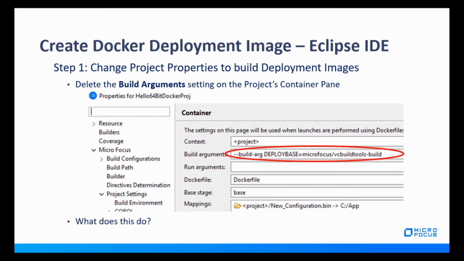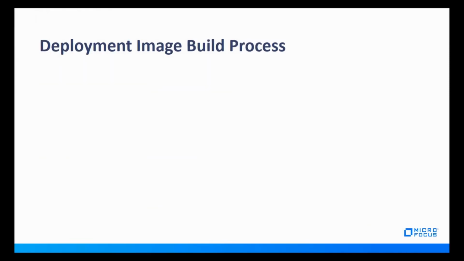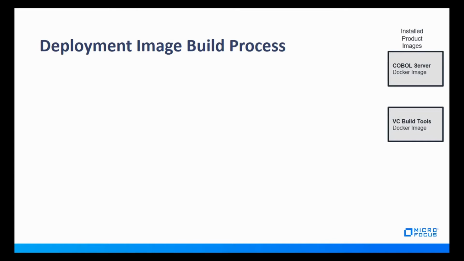To understand what this does, let's take a quick detour to examine the image build process. First, as mentioned in the prerequisites, building a Docker image for deployment requires that you have the COBOL server for Docker and Visual COBOL build tools for Docker products installed. The installation of those products is actually the creation of several Docker images, represented here on the right.